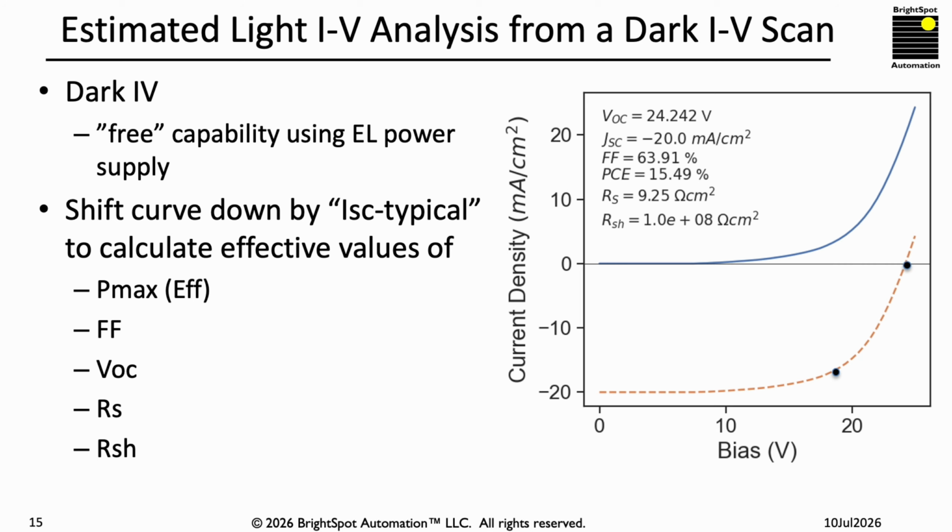If you get a system with a DC power supply to do electroluminescence imaging, you then for free can do dark IV scanning. And what we can also do, some added functionality within our software, is allow the user to shift that curve downward into the 4th quadrant, and then we can do curve fitting and extract some figures of merit of that curve, such as efficiency and fill factor.